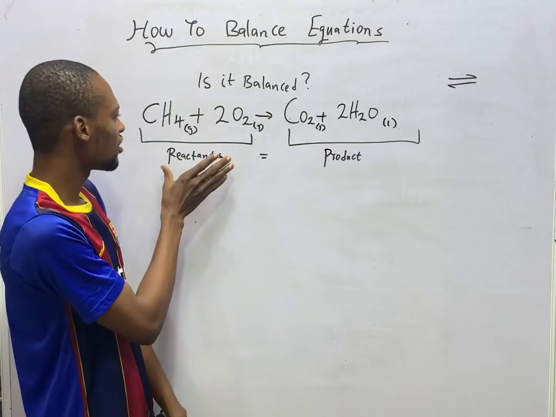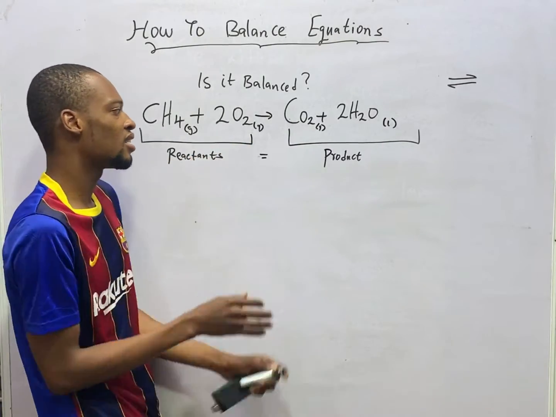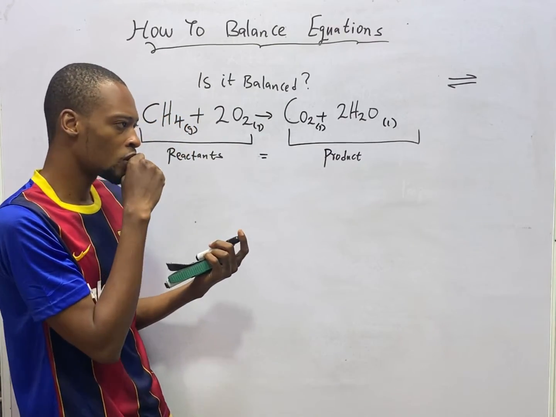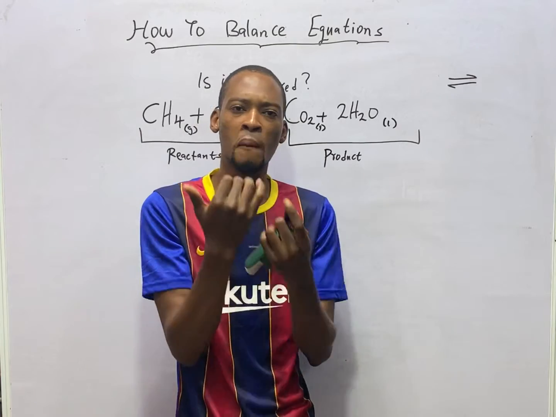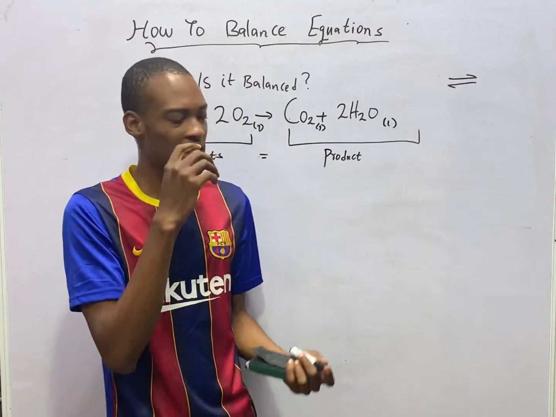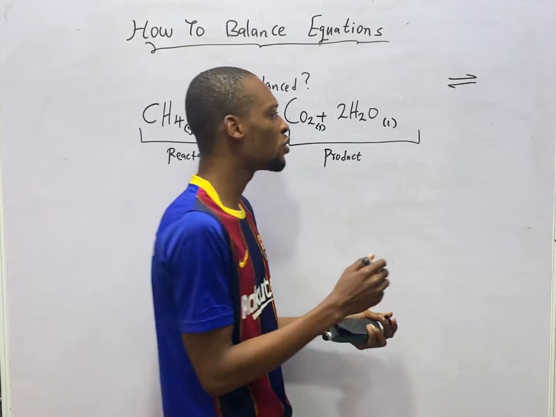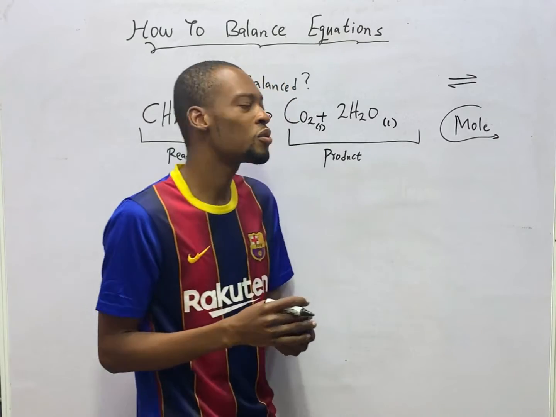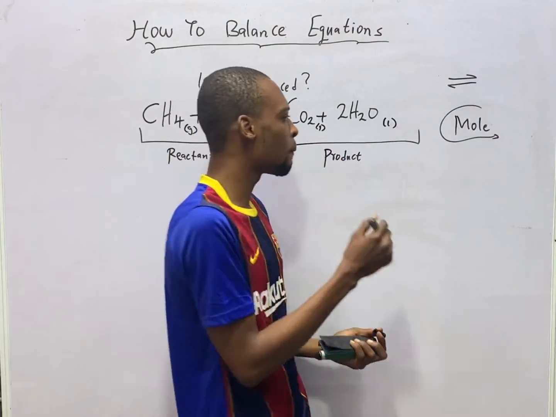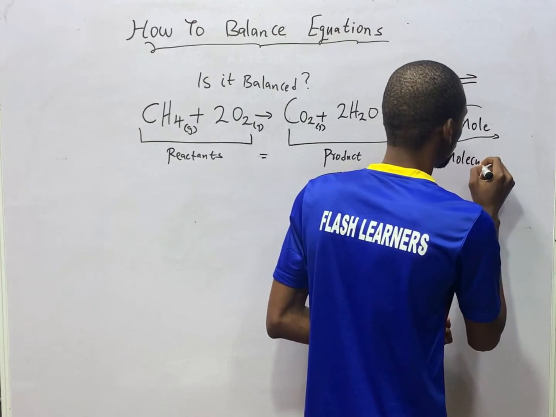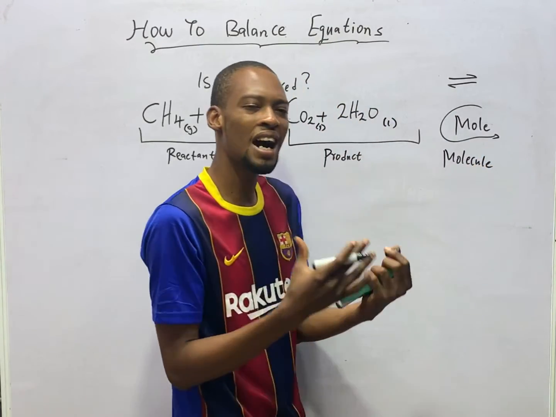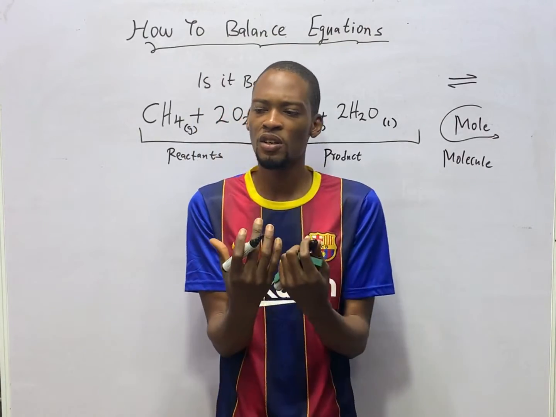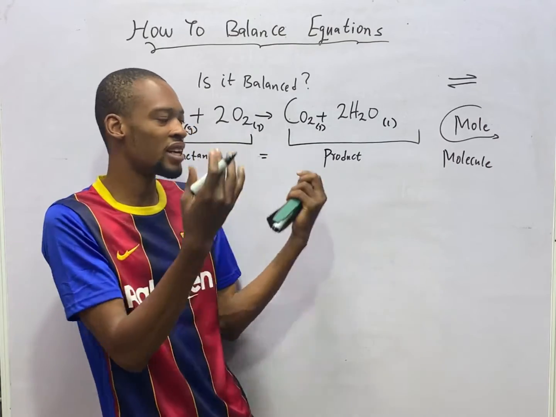Now that we know that this part is the reactant and the other part is the product, what else should we know? We should know atoms, molecules, moles, and ions. Mole or moles is used to refer to amount of substance. Meanwhile, molecule or molecules are formed when atoms combine. An atom is the smallest part of a substance that can take part in chemical reactions.